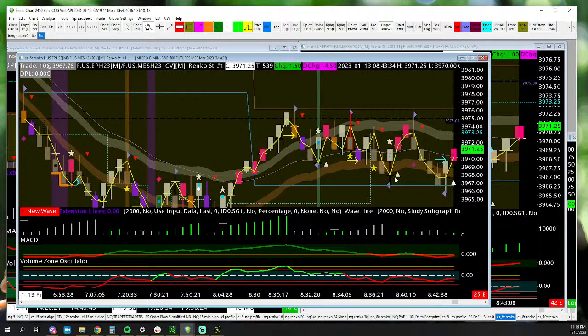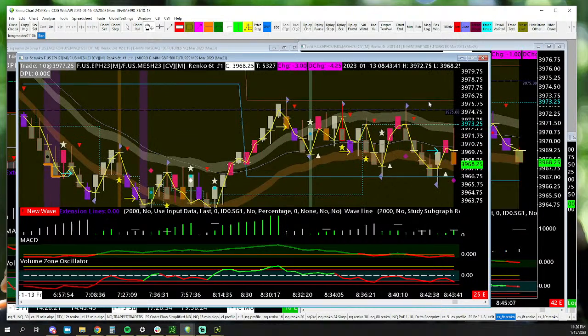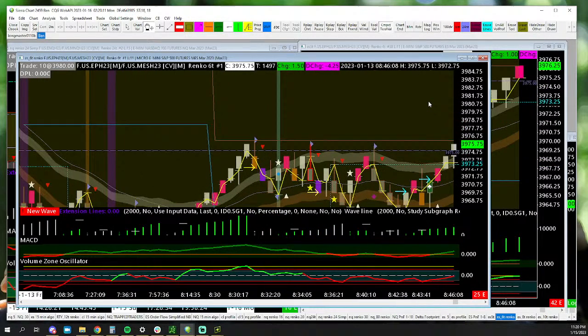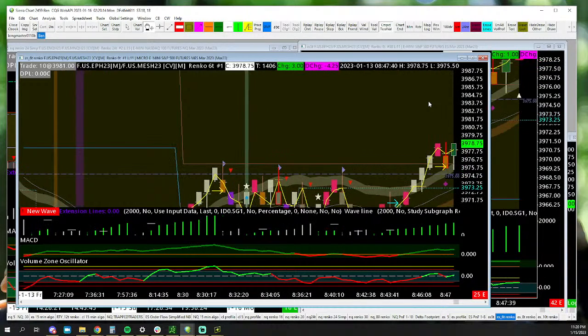I want either a triangle with a pink bar to get taken out and come back with another triangle with a pink bar. Or wait for a star followed by a pink bar if you want to be more aggressive, or an arrow followed by a pink bar with a triangle, and just take it, as long as you've got bullish indicators, right? And so does this one work? It does. So you make back the 5 points or whatever that you lost in the other one, and you make more.